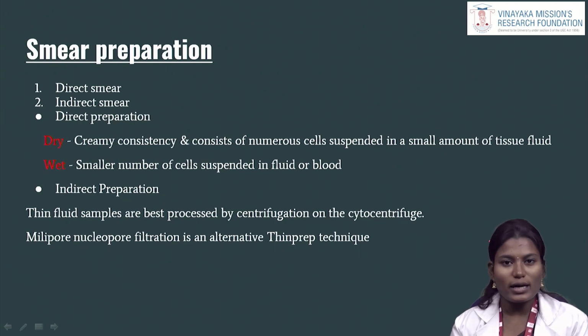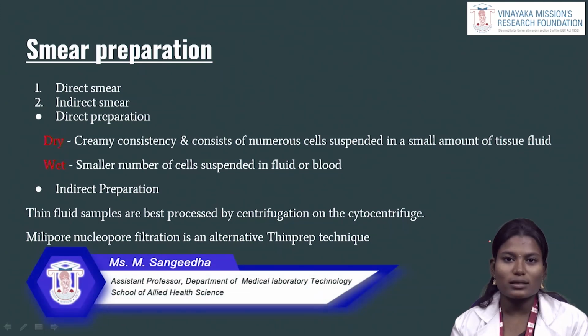Here are two points, direct preparation and indirect preparation. Direct has two methods, dry and wet. Collect the sample, make the smear immediately, fix the smear, and examine under the microscope. A thin fluid sample is an indirect preparation. Collect the sample, centrifuge it, make the thin fluid preparation, then make a smear, fix it in the fixative solution, and then follow the staining protocols.